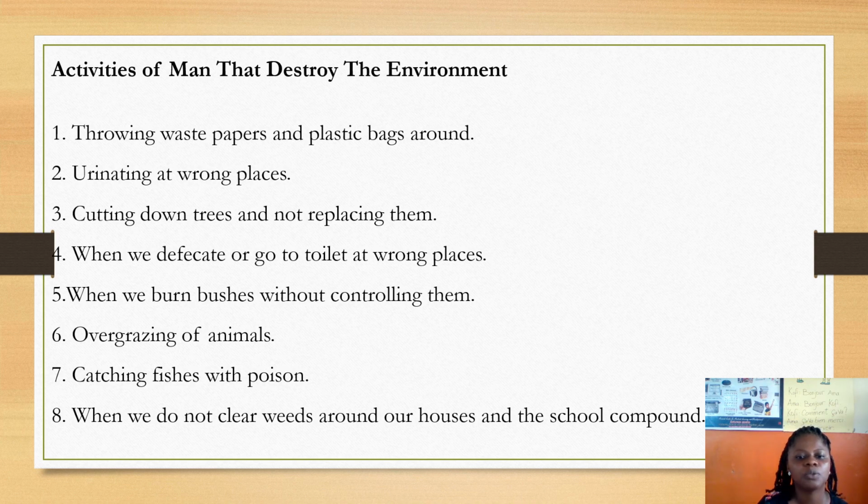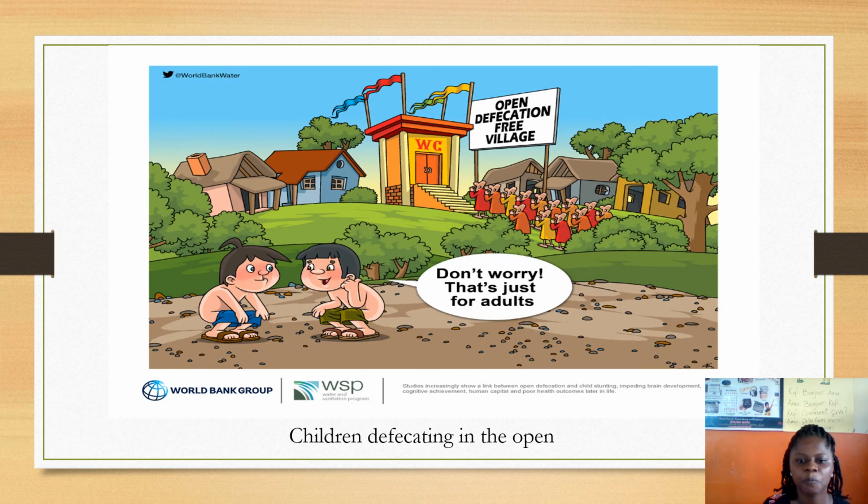Cutting down trees without replacing them is another factor that destroys the environment. Burning bushes without controlling them is also a factor. Overgrazing and catching of fishes with poison are all part of the factors that destroy the environment. An example right there is kids who are defecating in the open. It is a factor that destroys the environment.